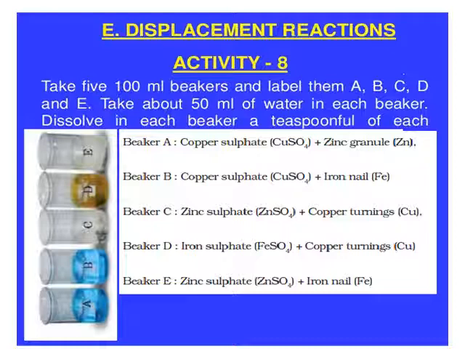So in short, we have to take 5 beakers, take 50 ml of water in all five beakers, and dissolve as shown in the table here: beaker A, beaker B, beaker C, D and E. The chemicals which are indicated here, we have to dissolve. Okay, and that is the experiment.